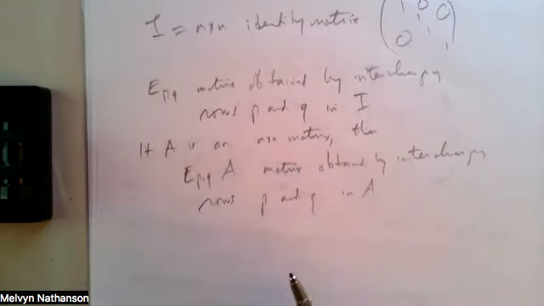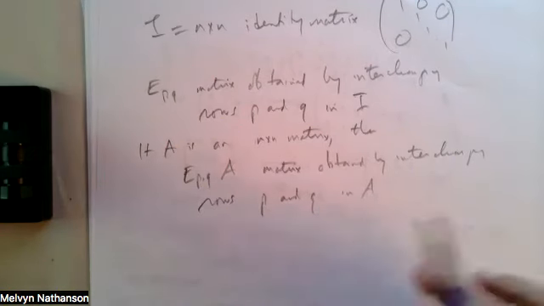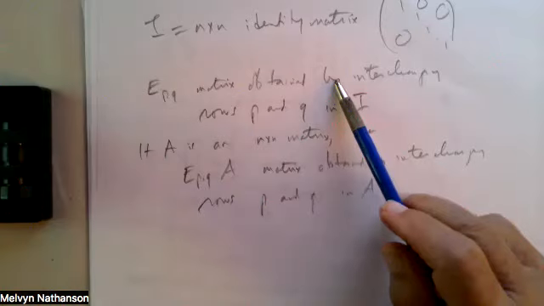What is the second elementary row operation? I have a question. Yes, go ahead. Can you explain it one more time? What you wrote on the second line? The second line, right here.